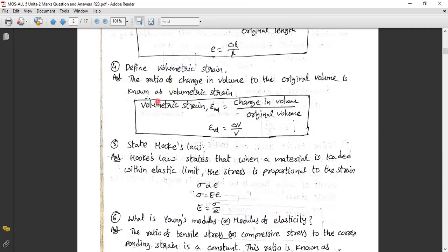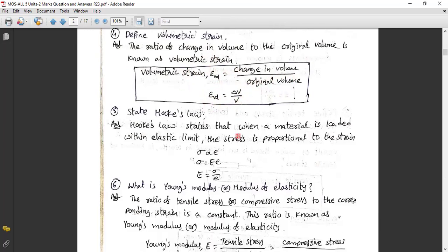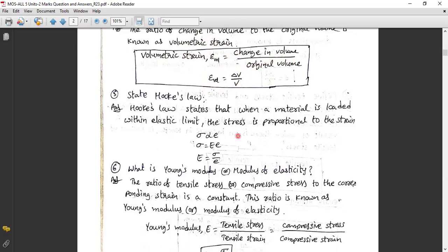So fourth question, if you say define volumetric strain, the ratio of change in the volume to the original volume is known as volumetric strain. Volumetric means you are going to take the x-axis, y-axis, and z-axis, the three axes. Volumetric strain e volume is equal to change in the volume upon original volume. So e volume is equal to delta V by V.